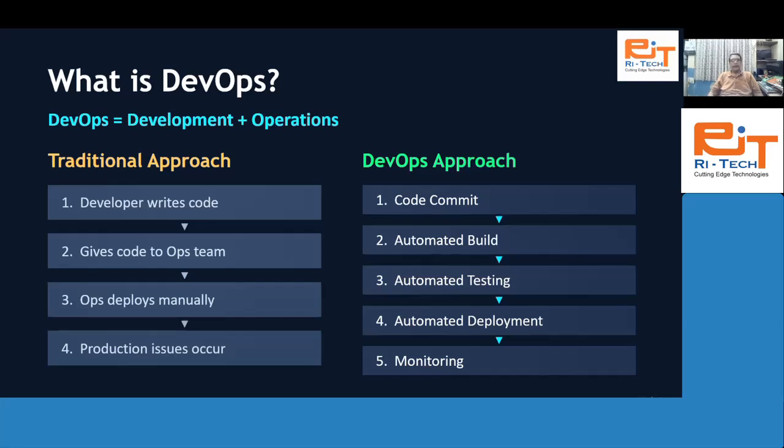So what is basically DevOps? DevOps is development plus operations. DEV stands for development, Ops stands for operations. So development plus operations together form DevOps. If you go to any project life cycle, it has stages, and DevOps divides these stages into two groups. One group is the development stages, and another group is the operation stages, and these two combined together are called DevOps.